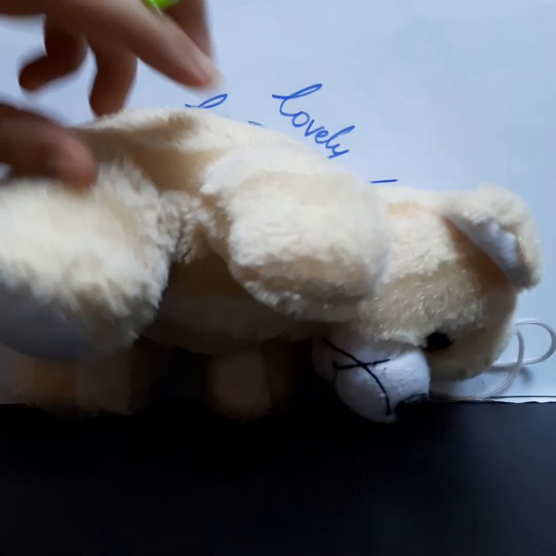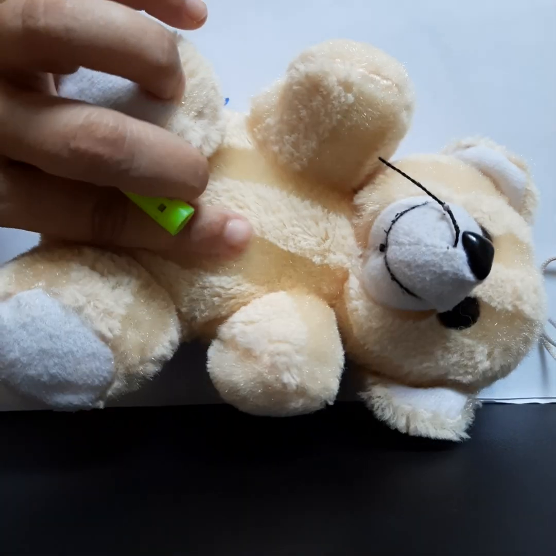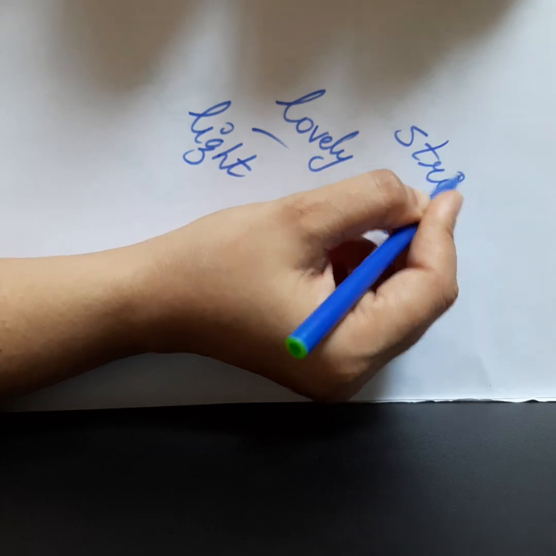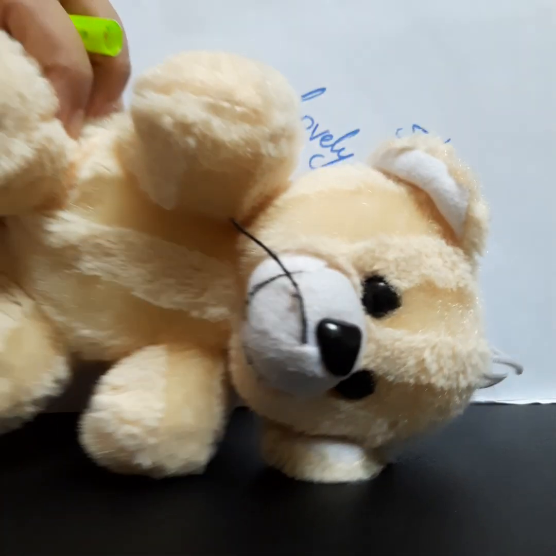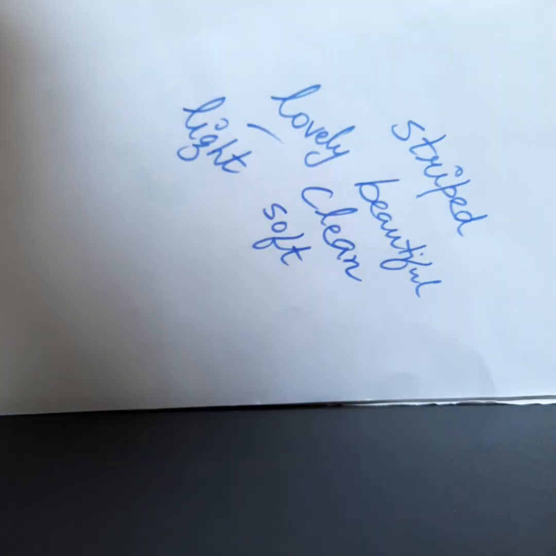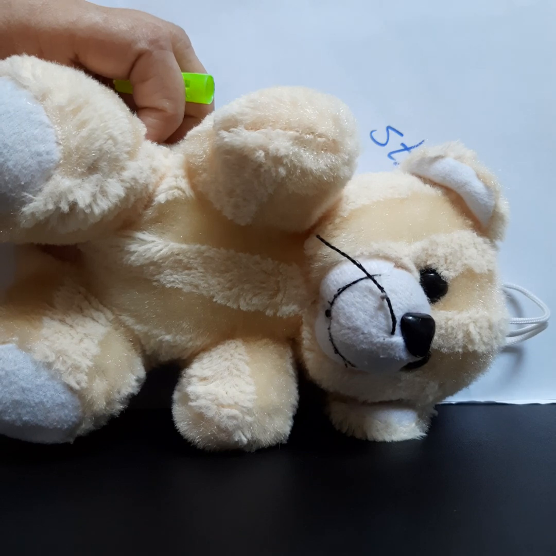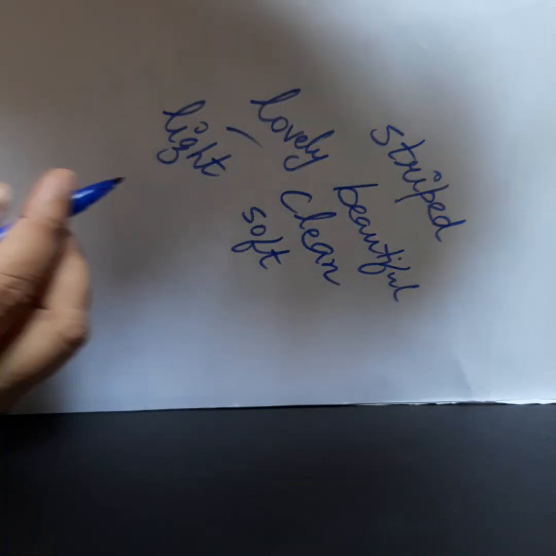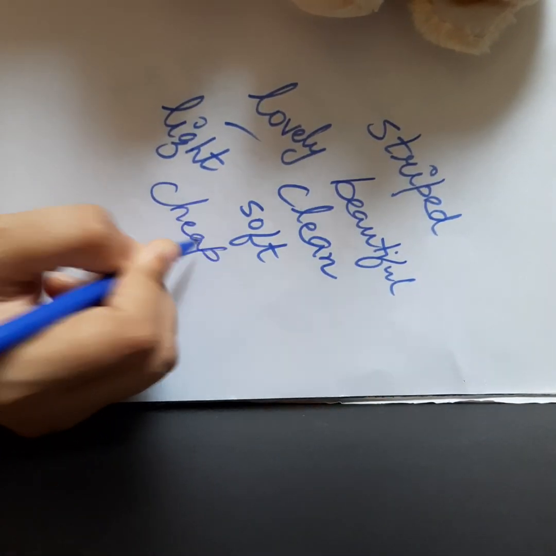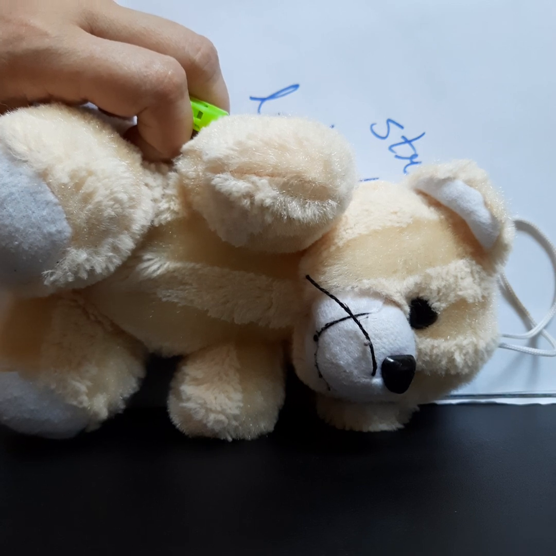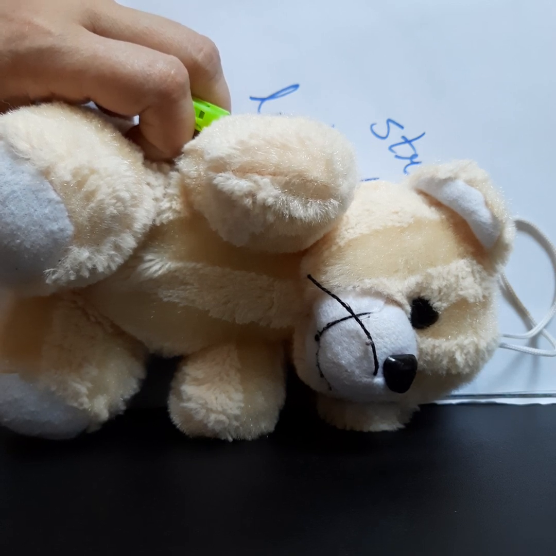Okay. What else? This is a striped teddy bear. We can see the stripes on it. Yes. So we are able to describe our teddy bear with so many words. Yes. What do you think? It's cheap or expensive? It can be anything. Let's take cheap. Right? It is a cheap teddy bear.